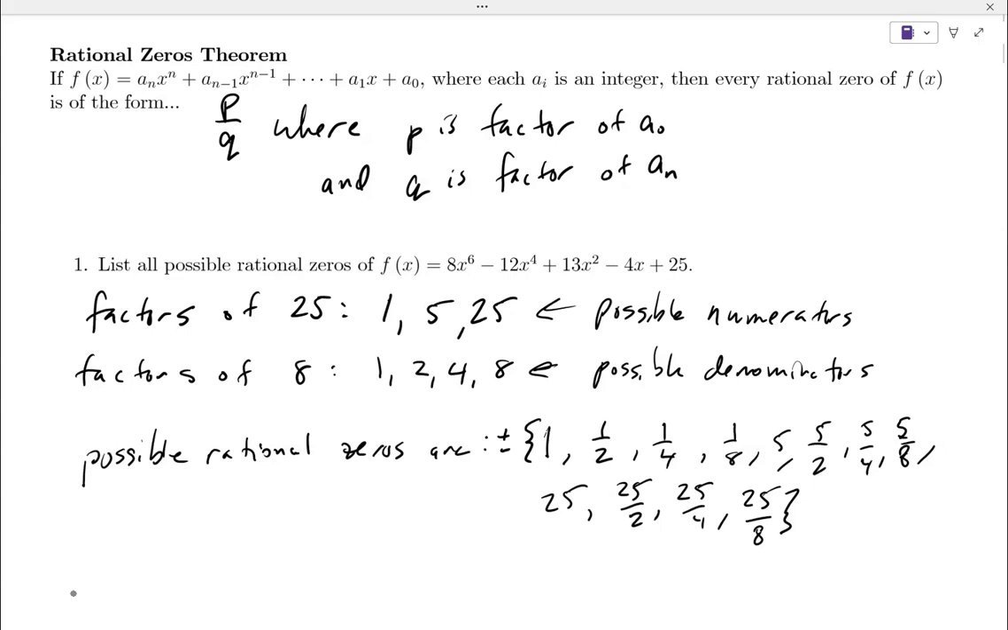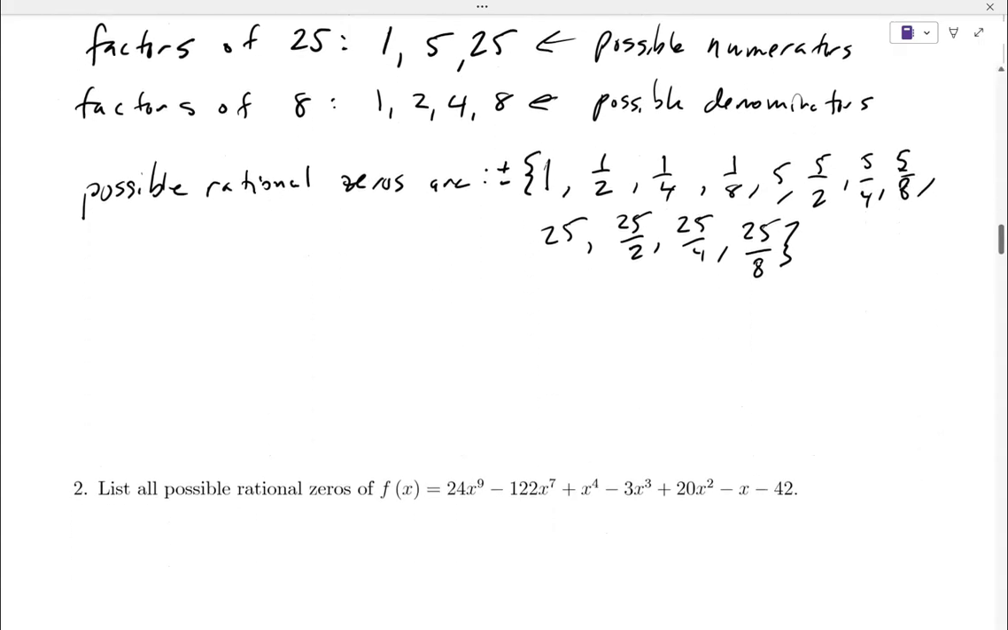Now the good news is that we're going to have other ways to help us check to see which ones we should actually look for. Because right now, notice that list is 24 numbers long, right? I don't think I want to check all 24 of them. That would take a while. Okay. But this is the possible list. Is this okay? Let's do the next one.